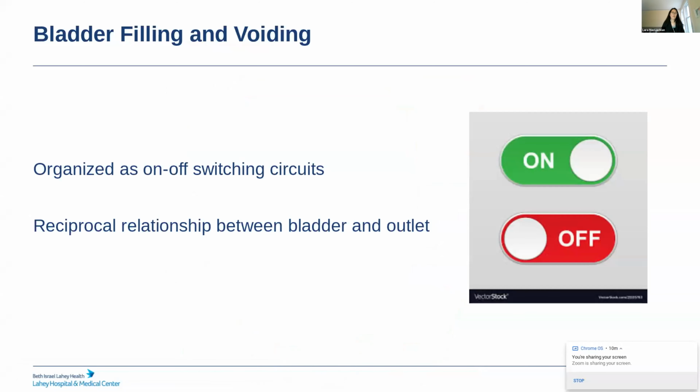So let's talk about the actual function of bladder filling and voiding. Filling and voiding, the two main functions I mentioned earlier that the bladder performs, is organized as on and off switching circuits. And so there's a reciprocal relationship between the bladder and the outlet. So to be able to void, the bladder needs to do one thing and the outlet needs to do another, and then it's the reverse for storage.